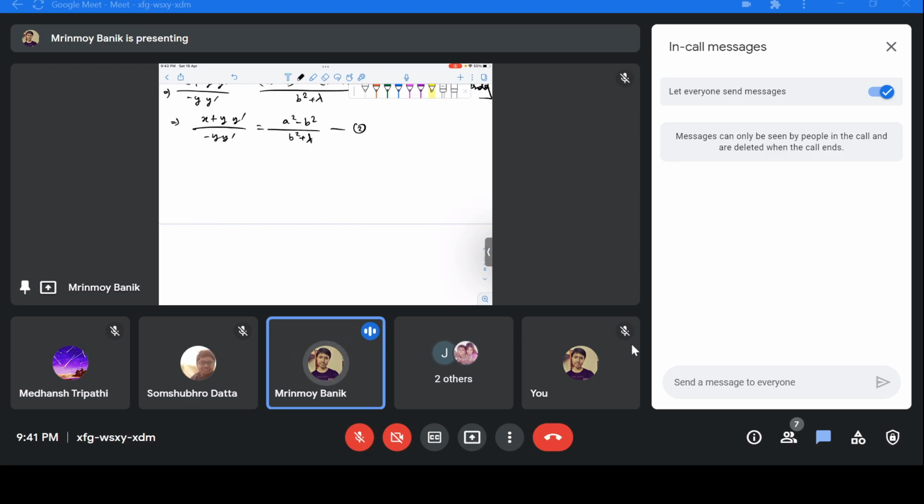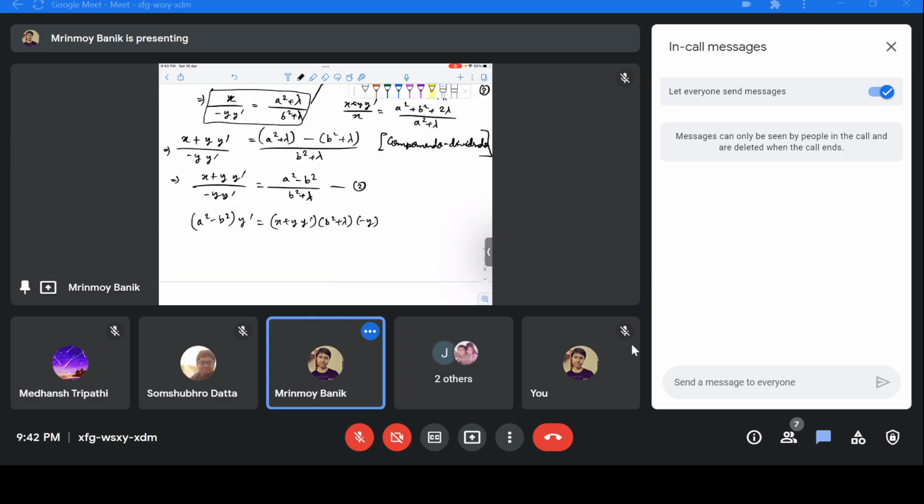So what are we left with now? a squared minus b squared. Let's keep it on the left hand side along with 1 y dashed. On the right hand side we got x plus y dashed times b squared plus lambda times a minus y. Okay. No, sorry. y is in the denominator. So minus y.